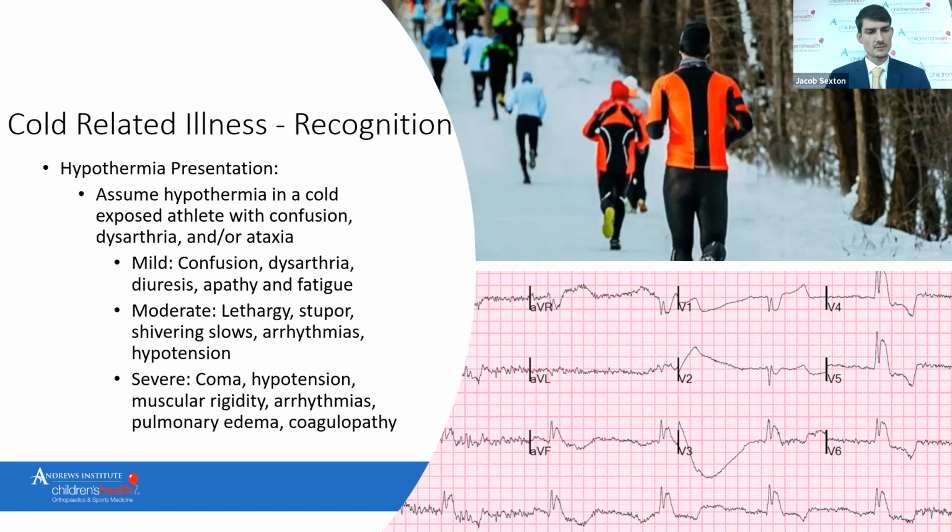With mild hypothermia, typically that's more of the confusion and the dysarthria. You get some cold exposure diuresis as well as apathy. At moderate hypothermia, that's when you start getting real lethargy, stupor, and loss of your shivering and heat production mechanisms. Arrhythmias and hypotension can start developing at that point. Once you get to severe hypothermia, you're dealing with coma, hypotension, muscle rigidity, so basically rigor mortis at that point, arrhythmias, pulmonary edema, and then coagulopathies.